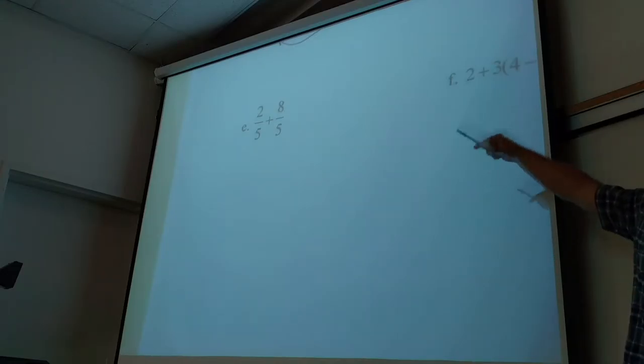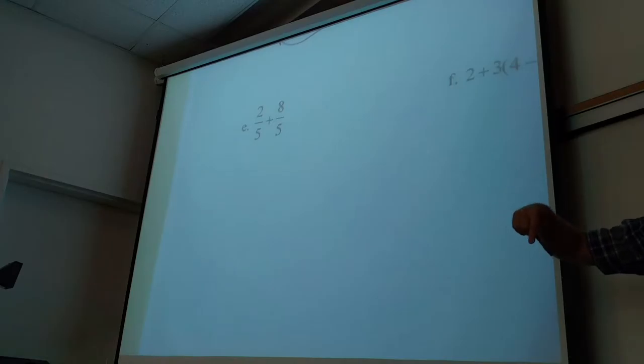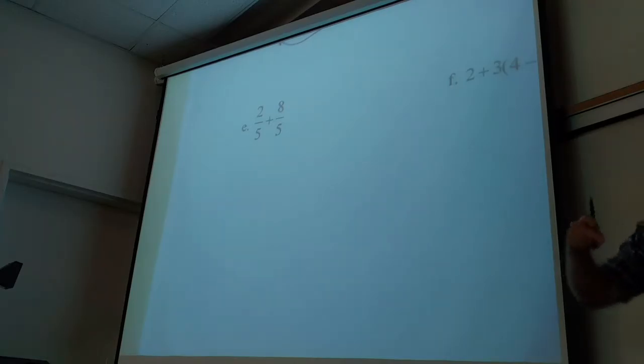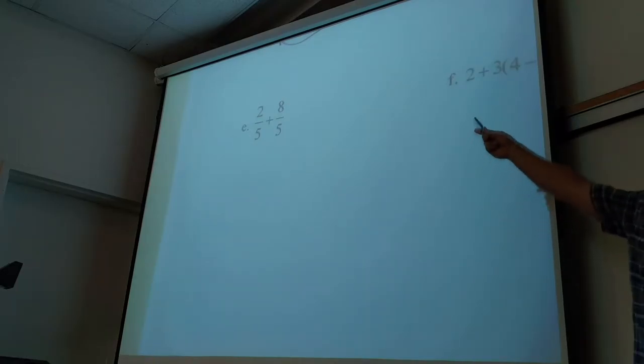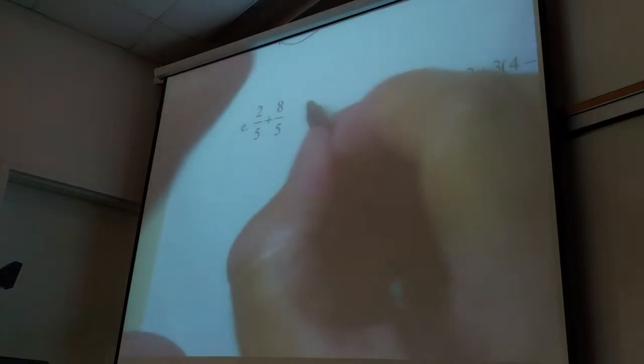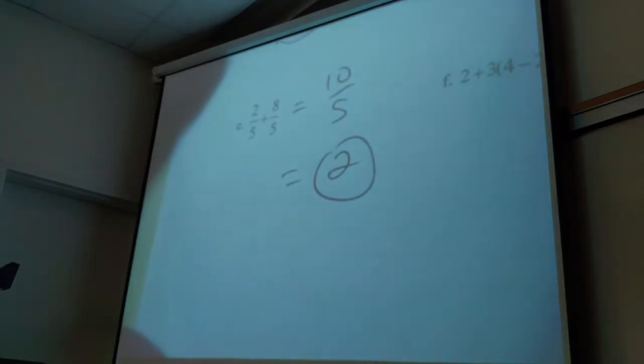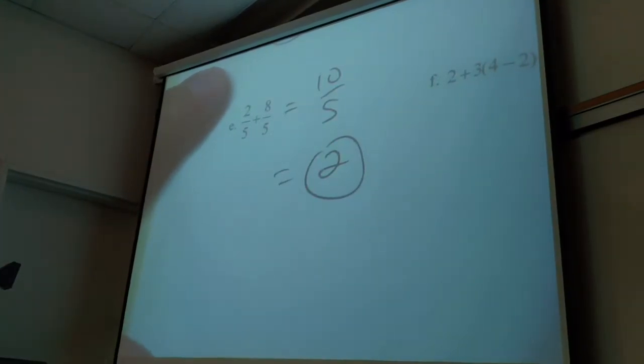So this 2/5 plus 8/5 is some number of fifths. So all LCD is doing is making sure that you have like terms. That's all it really is. And sure enough, you get how many fifths? 10/5, which is? 2. That's crazy.